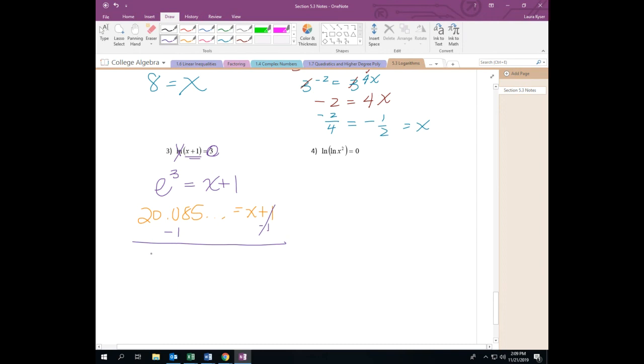So I have that big long 20 in there, hit -1 equals, and now it gives me another big giant long answer, and I can round it wherever I want. Again, just to be safe, I'm going to go to 4 decimal places, 19.0855. And if they ask you to round to a different place, then that's fine, just round there.